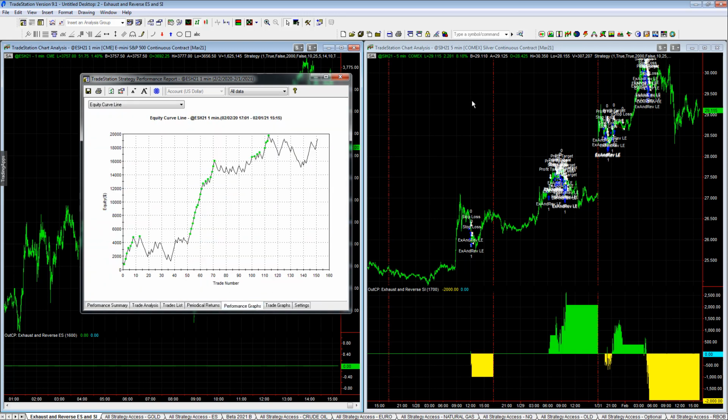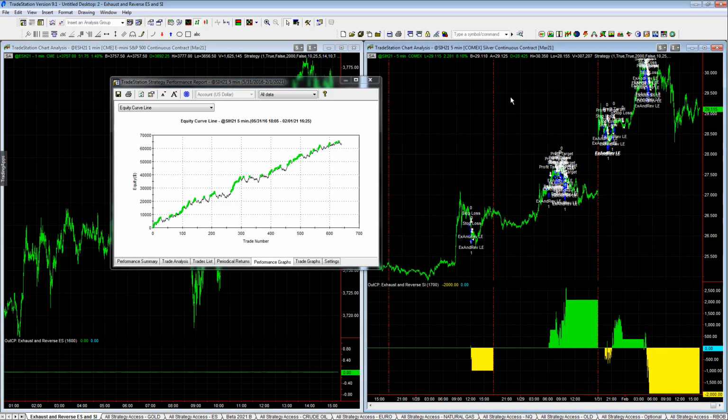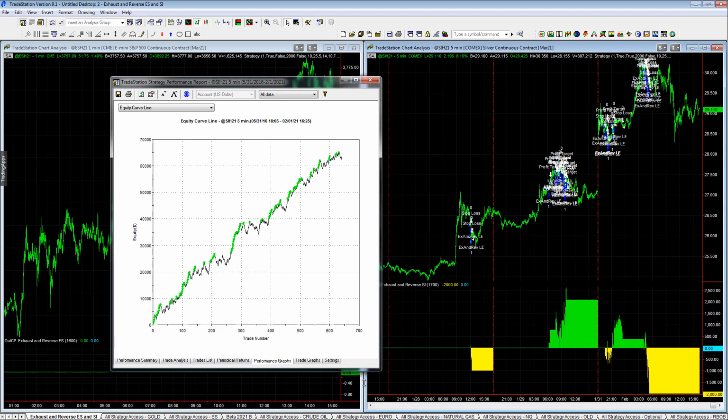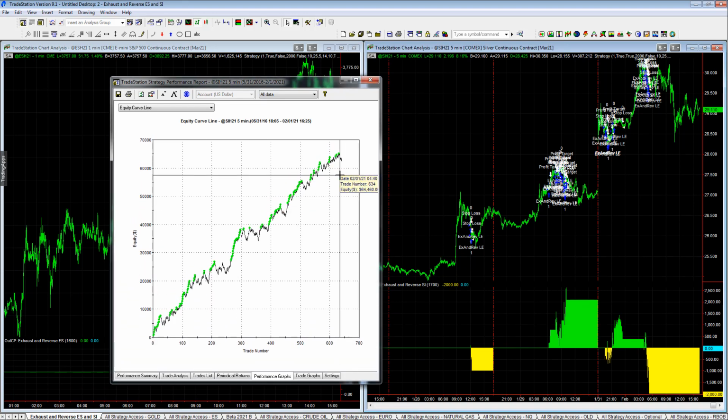Here is exhaust and reverse E-mini S&P. Here is exhaust and reverse silver going back 4 years, going into a normal drawdown. This was the big news today. The GameStop crowd, supposedly, rumor has it, tried to short squeeze silver.